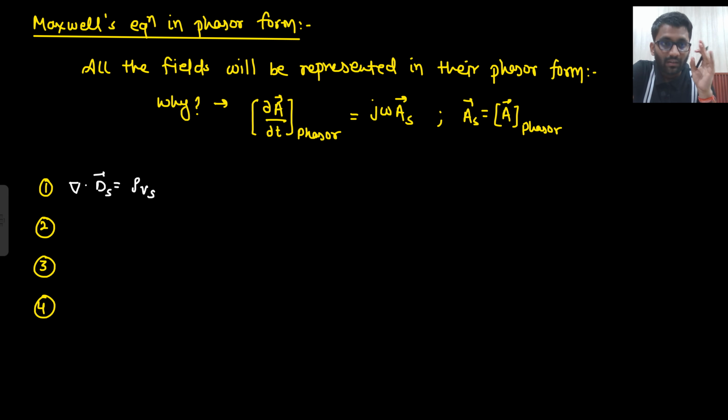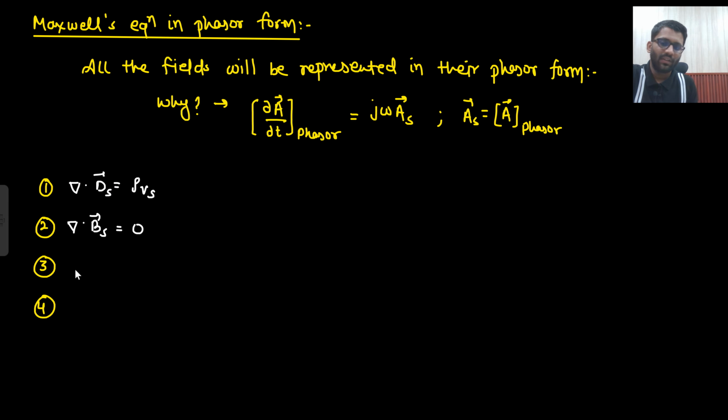But this phasor thing, that after the differentiation you directly implement jω, can work only for the phasors, not for the complete time harmonic vector field. Adding jω can only work for the phasor of a time harmonic vector field. That's why I will represent all of Maxwell's equations in which form? In phasor form. So ∇·D = ρ_v, and ∇·B = 0.